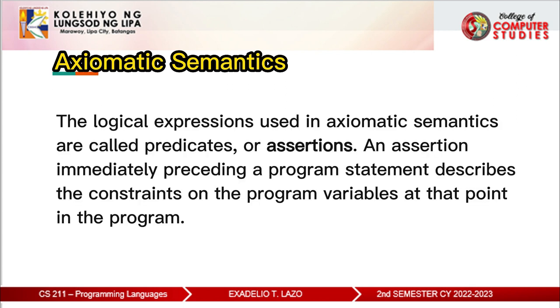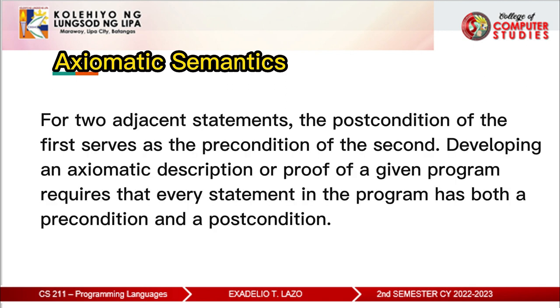The logical expressions used in axiomatic semantics are called predicates or assertions. An assertion immediately preceding a program statement describes the constraints on the program variables at that point in the program. An assertion immediately following a statement describes the new constraints on those variables and possibly others after execution of the statement. These assertions are called the precondition and postcondition, respectively, of the statement. For two adjacent statements, the postcondition of the first serves as the precondition of the second. Developing an axiomatic description or proof of a given program requires that every statement in the program has both a precondition and a postcondition.